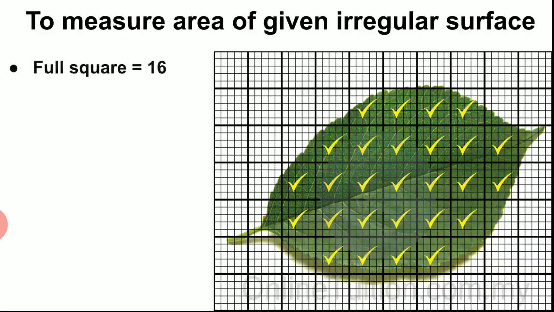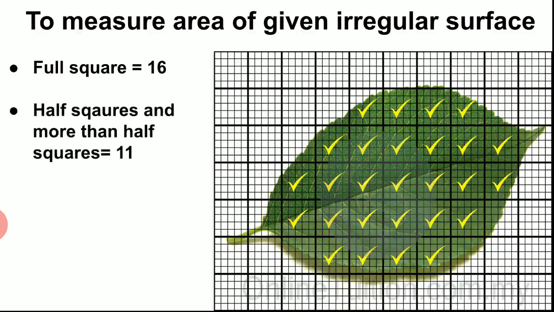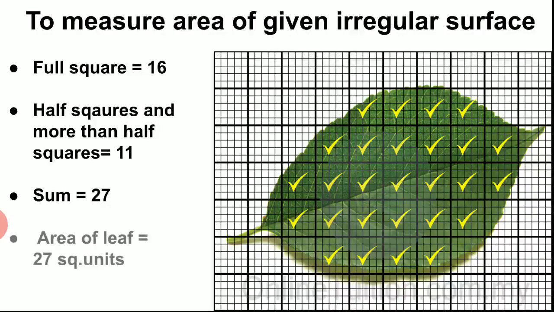First we will count full squares which are 16. Come on, do it. Try me. Am I wrong? Am I right? Check it quickly. Yes, full squares are 16. And then half squares or more than half squares, 11. And together we get the answer as 27. So our area of the leaf is 27 square units.